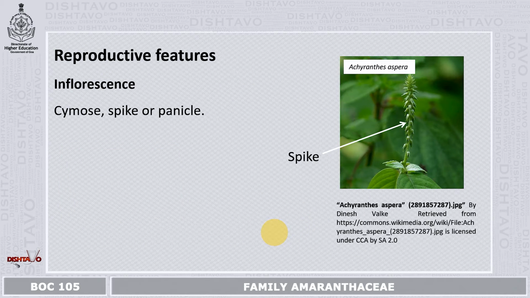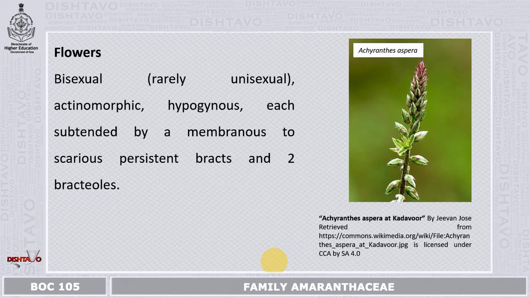Reproductive features: inflorescence cymose, spike or panicle. On this slide, you all can see the inflorescence of Achyranthes aspera, which is a spike, where the flowers are sessile. Flowers bisexual, rarely unisexual, actinomorphic, hypogynous, each subtended by a membranous to scarious persistent bract and two bracteoles.